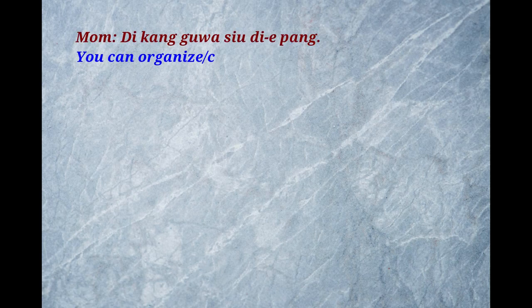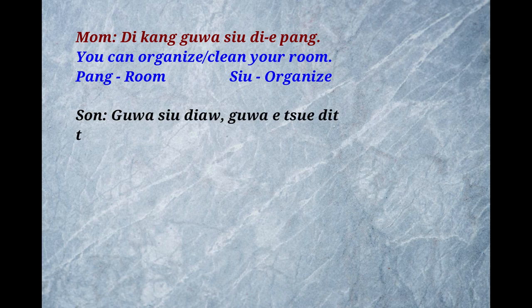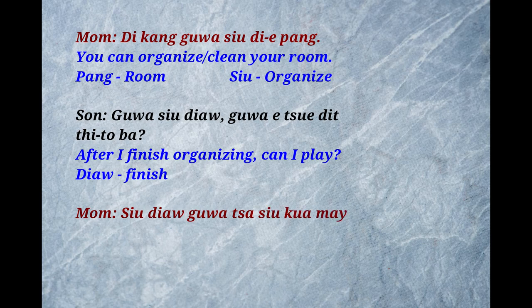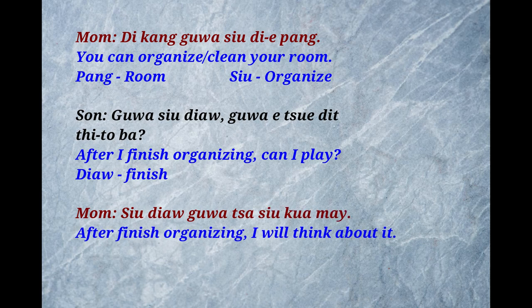Next, di kan gua shu di e pang. It means you can organize or clean your room. Pang is room. Shu is organize. A simpler way to make the sentence is di shu di e pang.